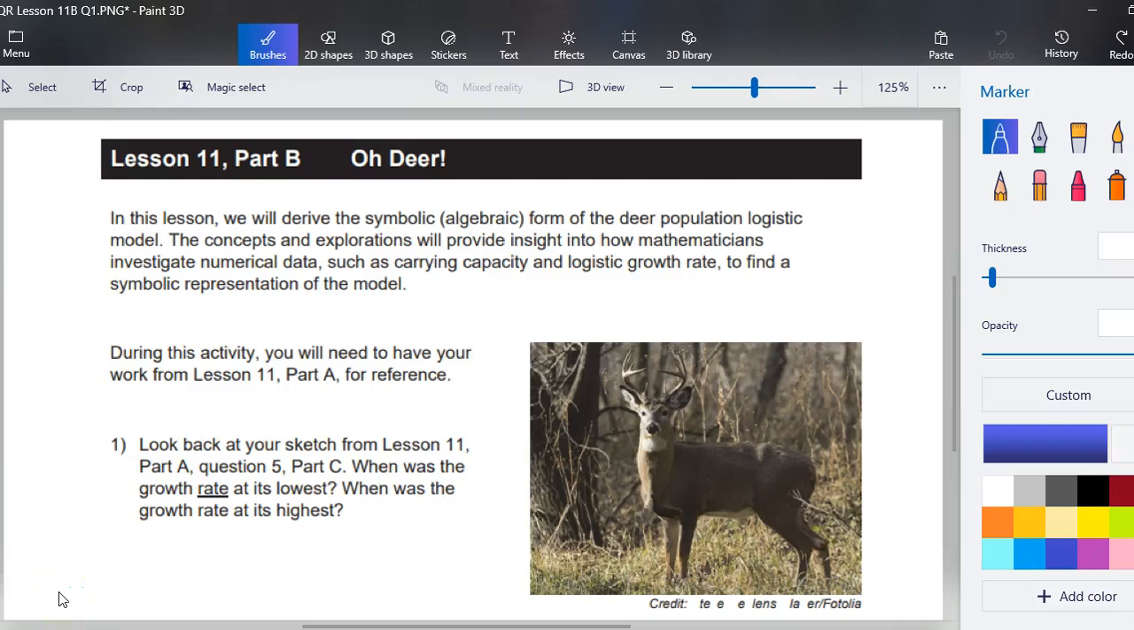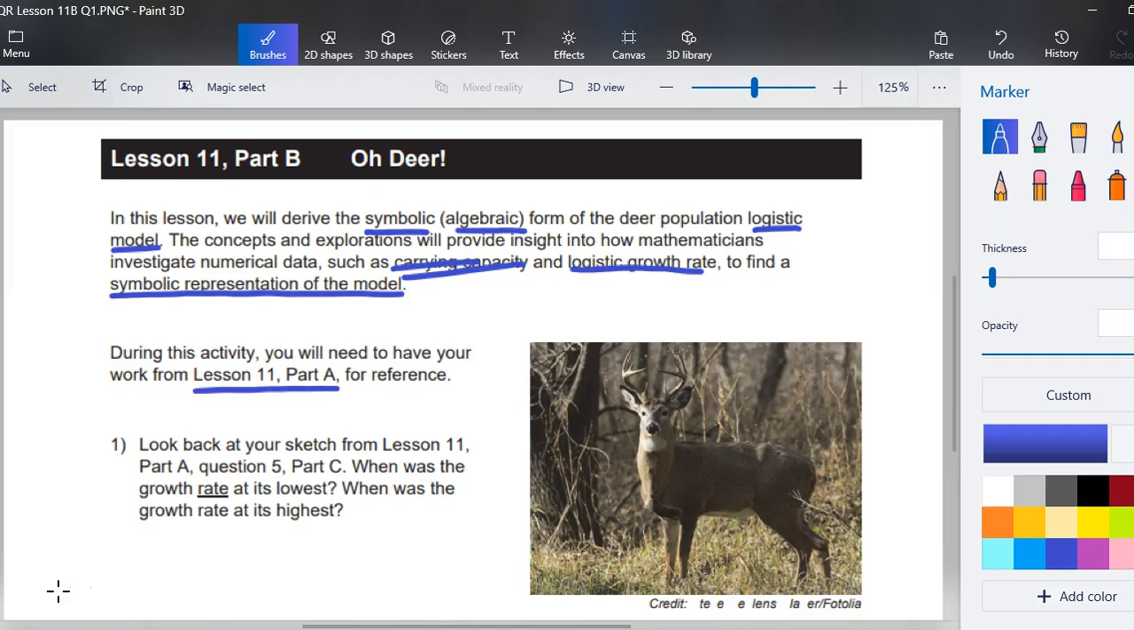We are moving on through our semester. We are now at 11B. In this lesson, we will derive the symbolic or algebraic form of the deer population logistic model. The concepts and explorations will provide insight into how mathematicians investigate numerical data, such as carrying capacity and logistic growth rate, to find a symbolic representation of the model. During this activity, you're going to need to have your work from lesson 11A for reference.